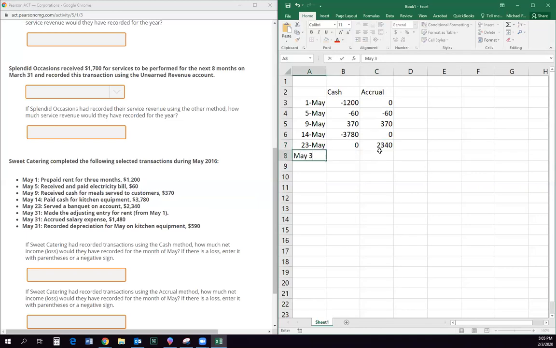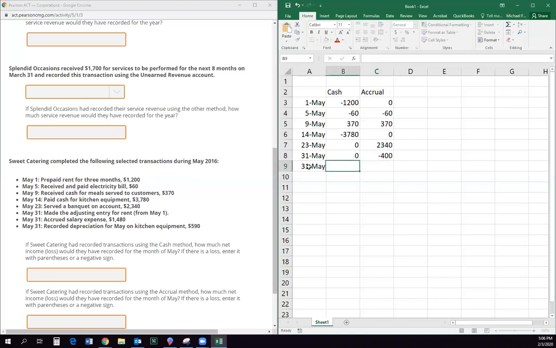On May 31st, we made the adjusting entry for rent on May 1st. So under cash, that's going to be 0. Why? Well, because we didn't pay out any extra cash. We recorded the full expense up here on the 1st of May, negative $1,200. But on May 31st, under the accrual method, we're going to take 1/3 of that $1,200. Why? Because here it says we prepaid the rent for 3 months of $1,200. So if I say this equals 1,200 divided by 3, it's going to be 400. So our expense is $400 for the rent.